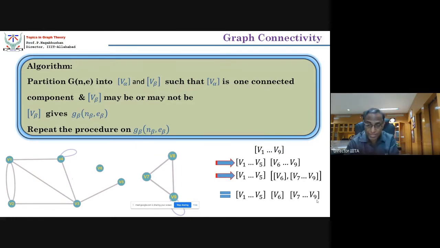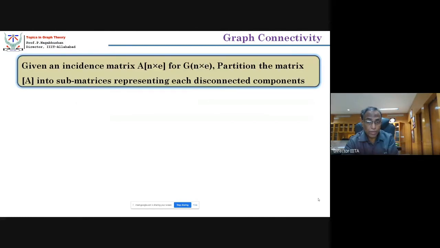The next is very interesting. Once you have got the disconnected components, what happens to the matrix? How will you represent the matrix? Of course, you have started with the overall matrix, but now every component will have its own A matrix, which is a submatrix.